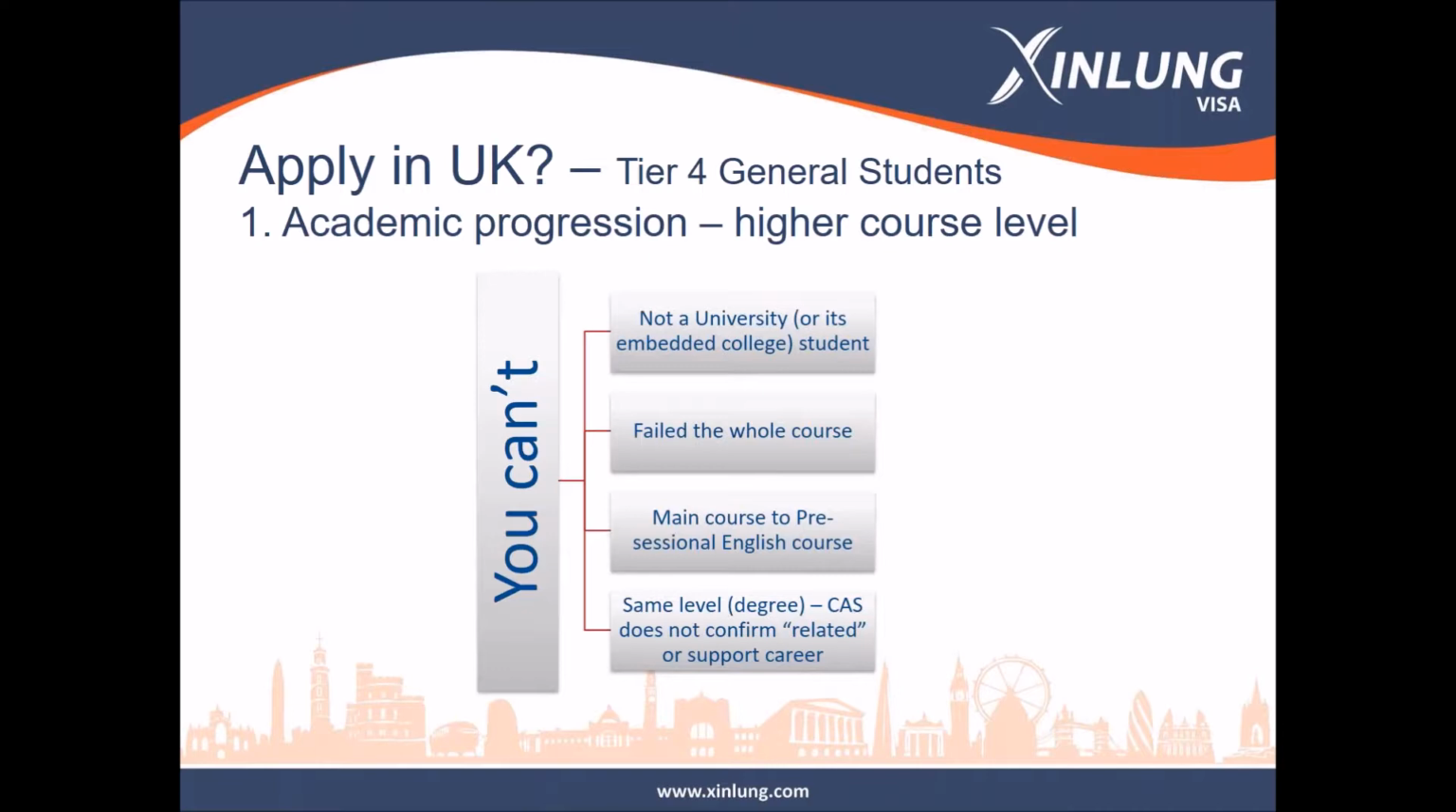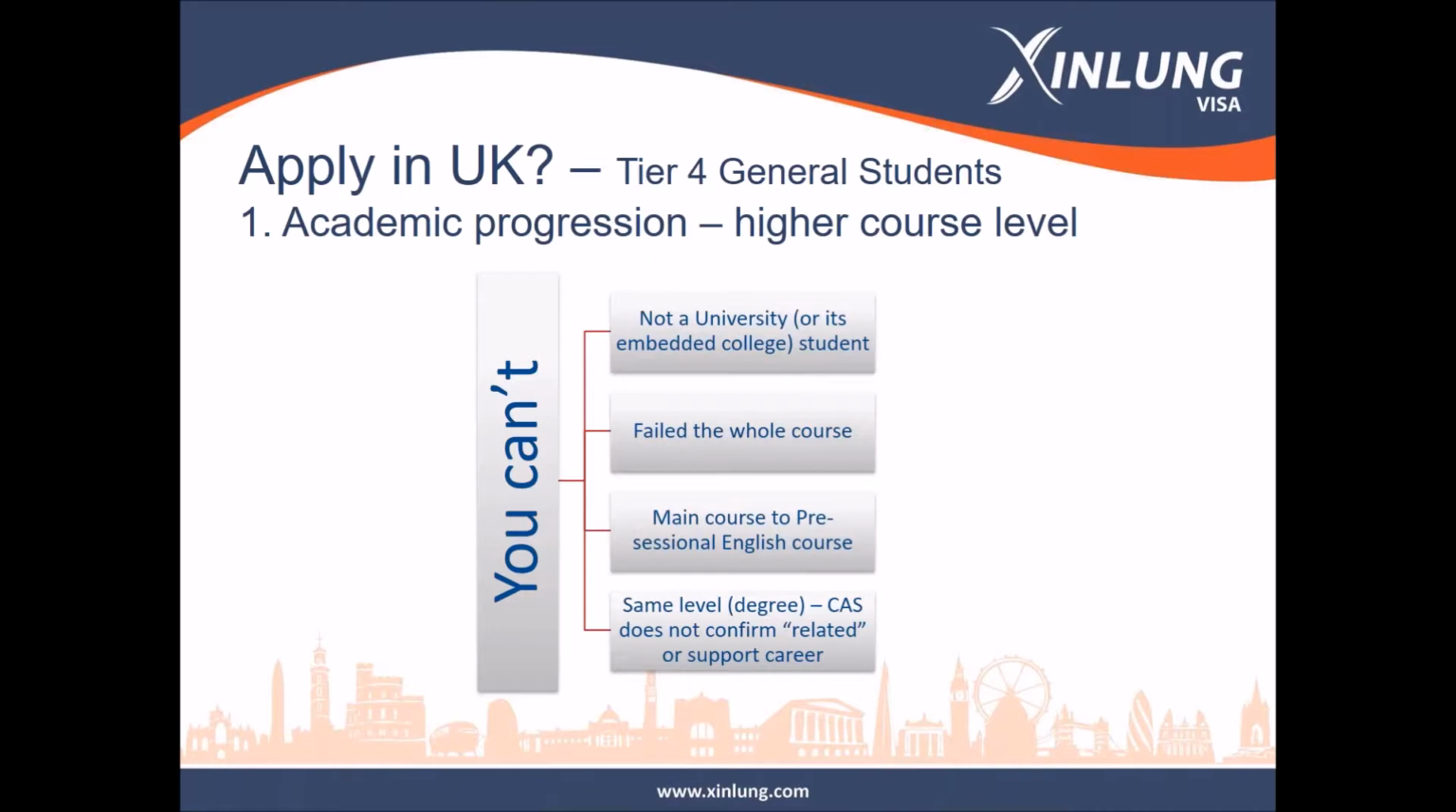However, sometimes, even if you are going to study a higher level course, you may still not meet the academic progression rule, because there are 4 aspects we need to pay a lot of attention to. UKVI says if you are currently not a university student or an embedded college student, you are not allowed to extend your visa here in the UK. So what do I mean by this?